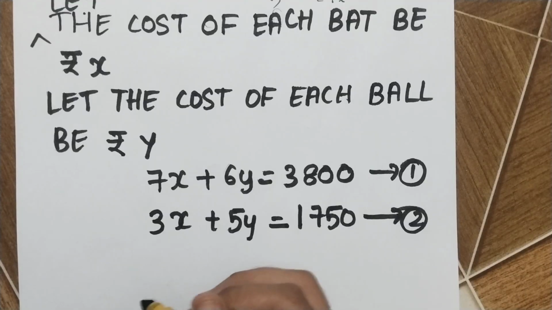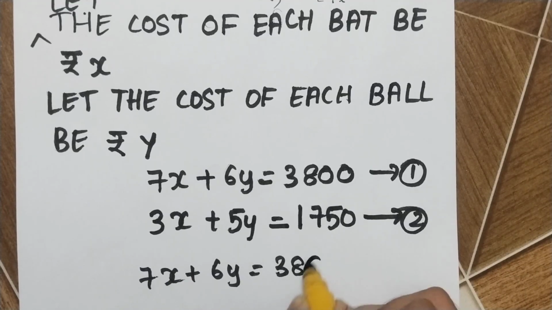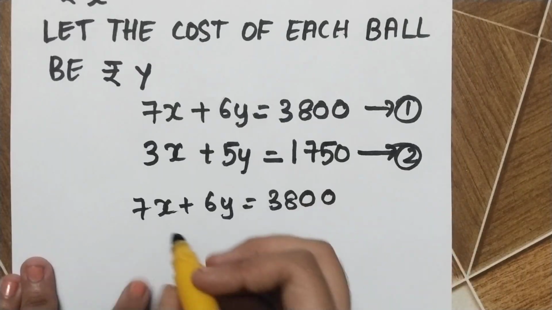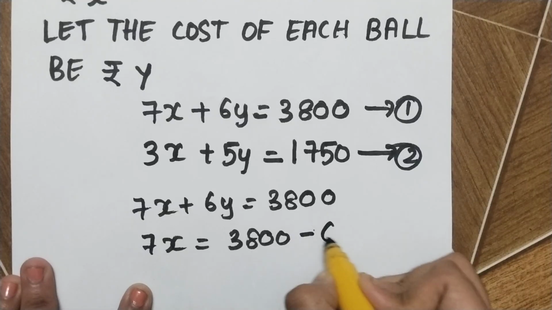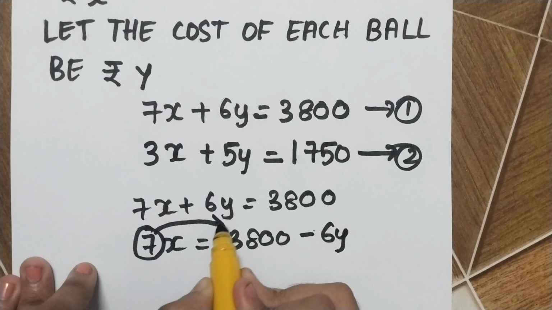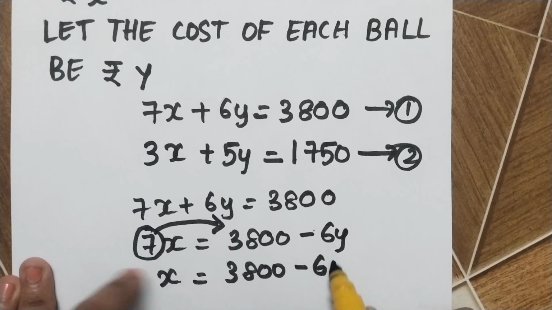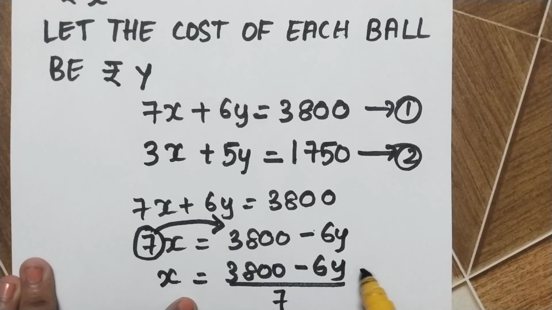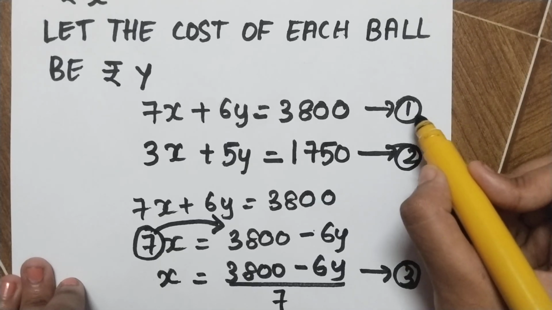7x plus 6y is equal to 3800. Am I right? So now 7x is equal to 3800 minus 6y, and I want x value alone, so I'm going to shift this here. So x is equal to (3800 minus 6y) by 7. Clear? So this is my third equation. So I got some value for x. So I'm going to substitute this third equation in first equation in place of x.